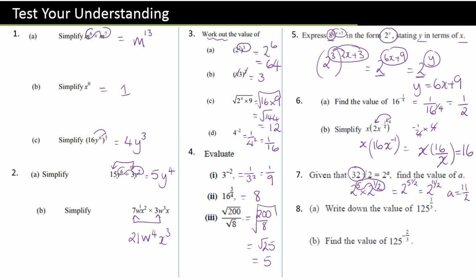Write down the value of 125 to the third. The third root of 125 is just going to be the cube root of 125, which is 5. Find the value of 125 to the minus 2/3. We've already dealt with the 3 on the bottom, that's 5. So we have to deal with the minus and the squared. So the minus just means it's going to go underneath. So we've dealt with the minus. The cube root of 125 is 5, and then holding that answer, 5 squared is 25. So altogether, that will be 1 over 25.